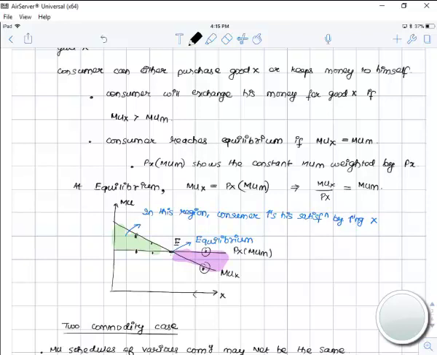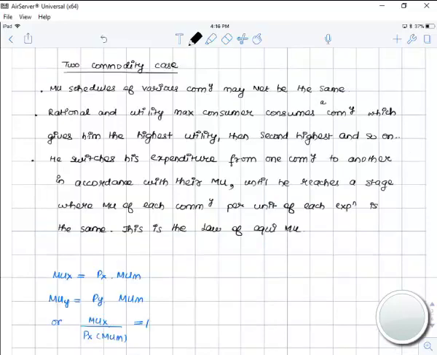Then you have a two commodity case here. Well, we consume many commodities, so we can take up the two commodity case and then generalize it to any number of commodities. Supposedly there are two commodities, X and Y. The marginal utility schedules for X and Y need not be the same. The way the marginal utility curve for X looks may not be the same as for Y. They can be different, and they are different.